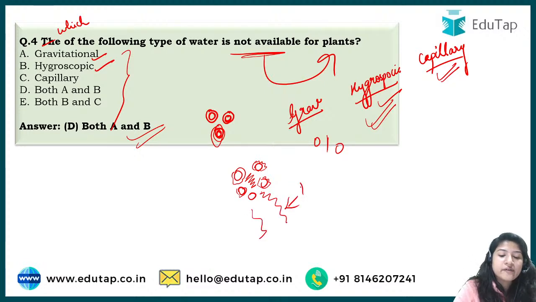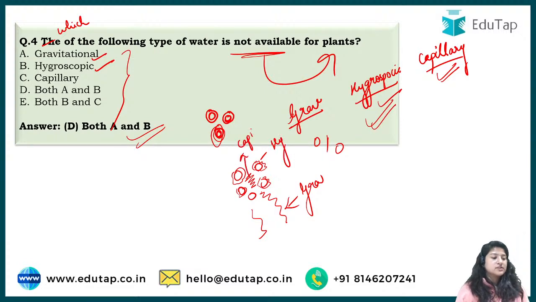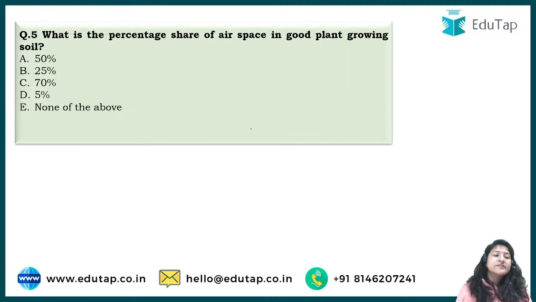Okay, so this is the gravitational water, this is the hygroscopic water, and this is the capillary water that is available for the plants to intake. I hope this difference is clear to you all. We'll move ahead with question number 5.